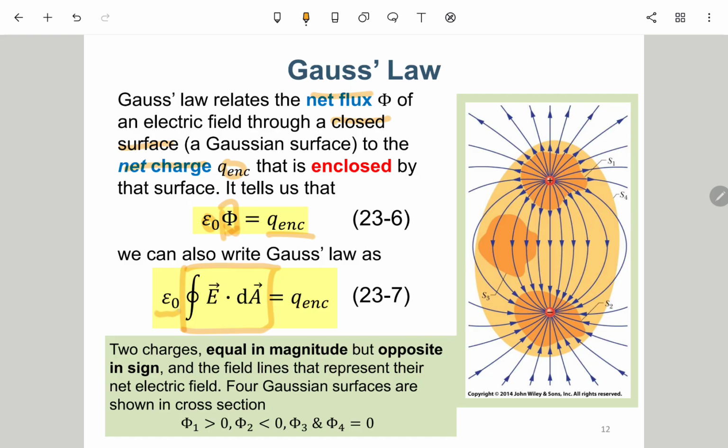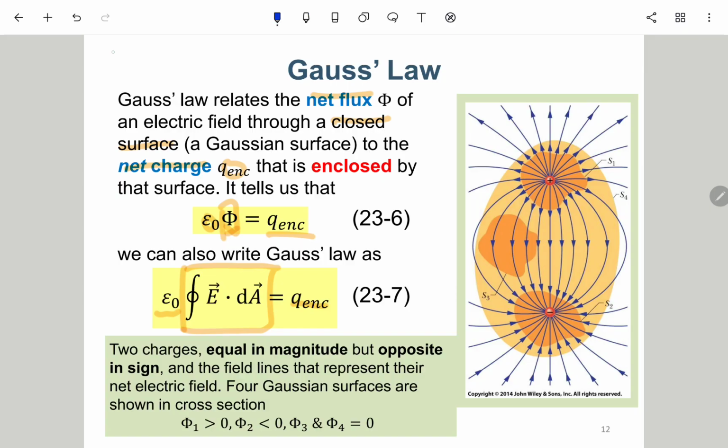Okay, so this will be nothing but epsilon naught times the closed surface integral of E dot dA equals Q enclosed. Okay, so it looks quite horrible.